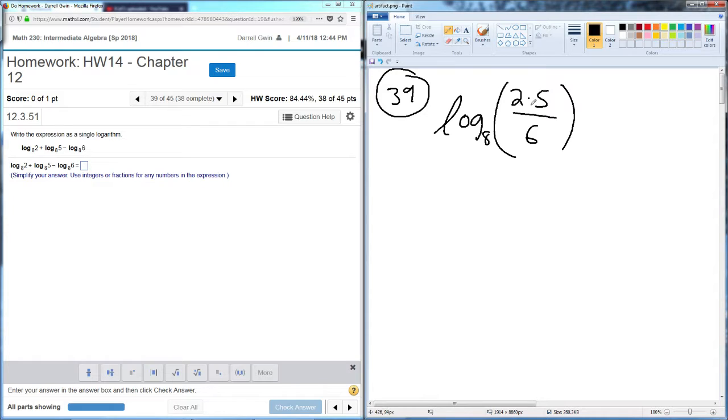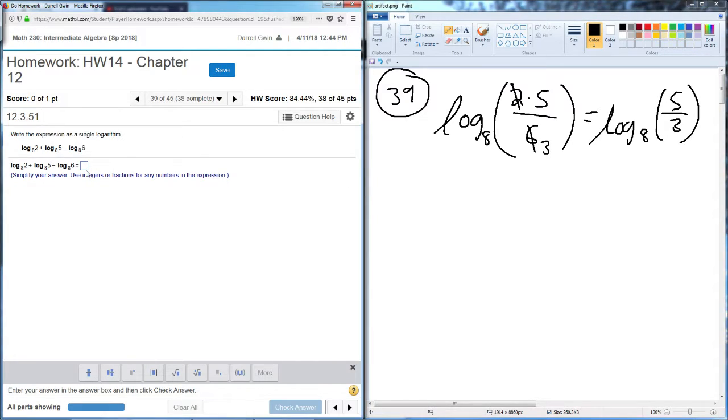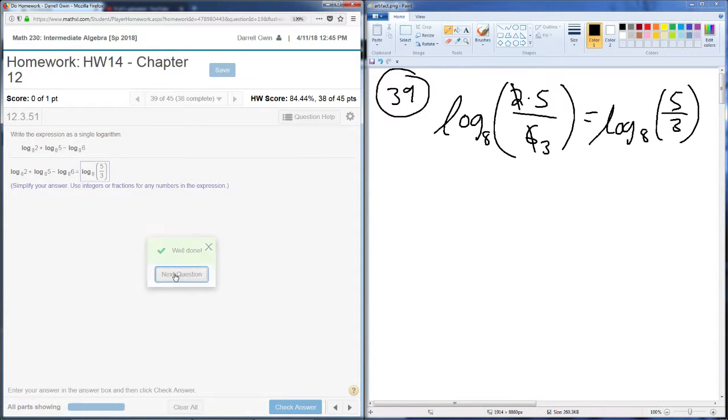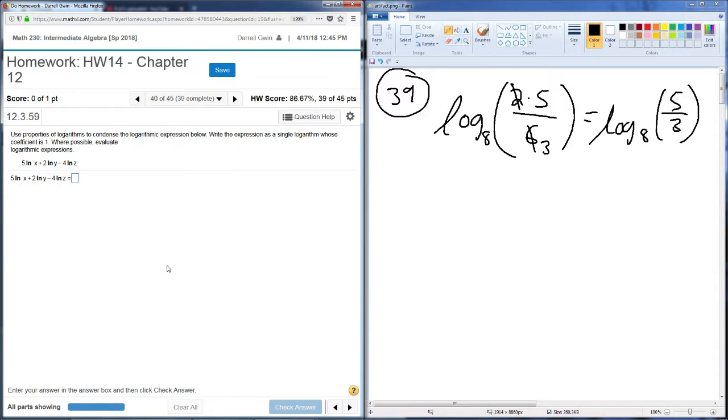Now, before I multiply 2 times 5, I'm going to reduce. 6 divided by 2 is 3, 2 divided by 2 is 1. So that is going to equal 5 over 3. Log base 8 of 5 over 3. Number 40 is the exact same thing.